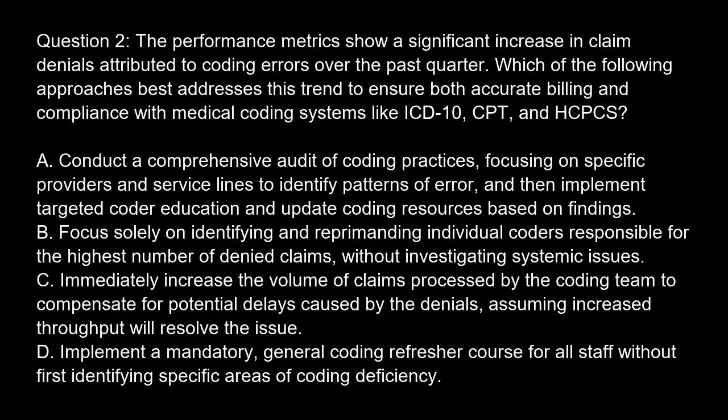Option B. Focus solely on identifying and reprimanding individual coders responsible for the highest number of denied claims, without investigating systemic issues. Option C. Immediately increase the volume of claims processed by the coding team to compensate for potential delays caused by the denials, assuming increased throughput will resolve the issue. Option D. Implement a mandatory, general coding refresher course for all staff, without first identifying specific areas of coding deficiency?